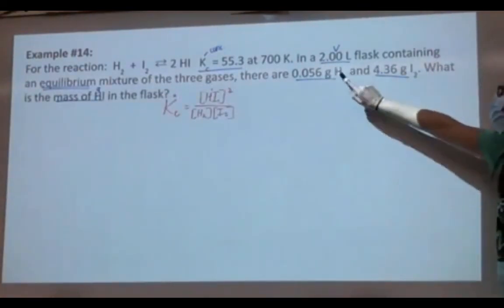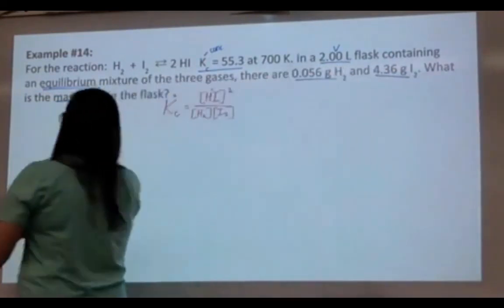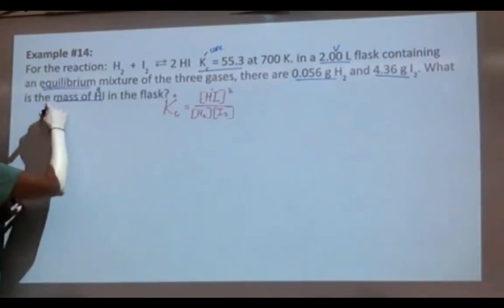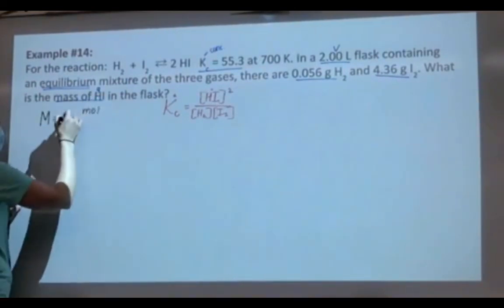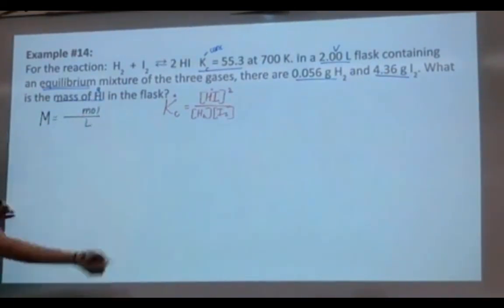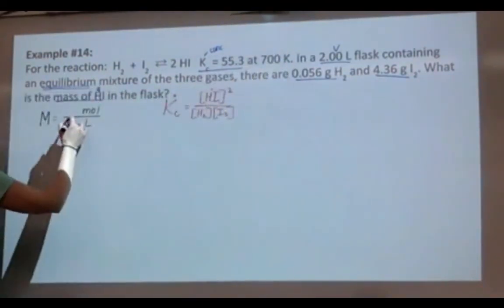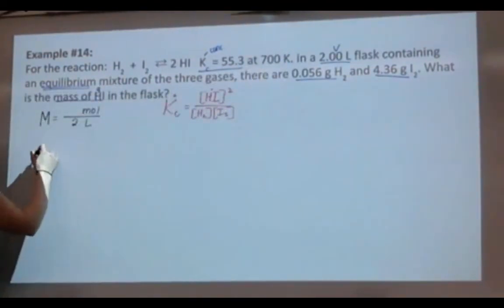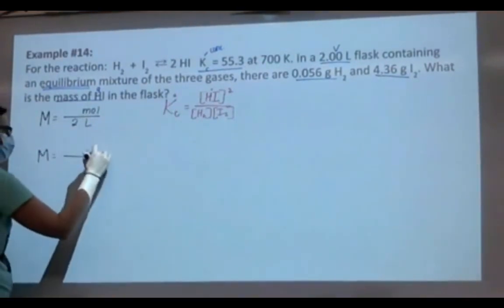They gave us grams of each substance. How do we find concentration? How do we find molarity? What over what? Moles over liters. So if I want to find the molarity, I need moles over liters. Well, notice they gave us a 2-liter flask, so the liters will be 2 liters.